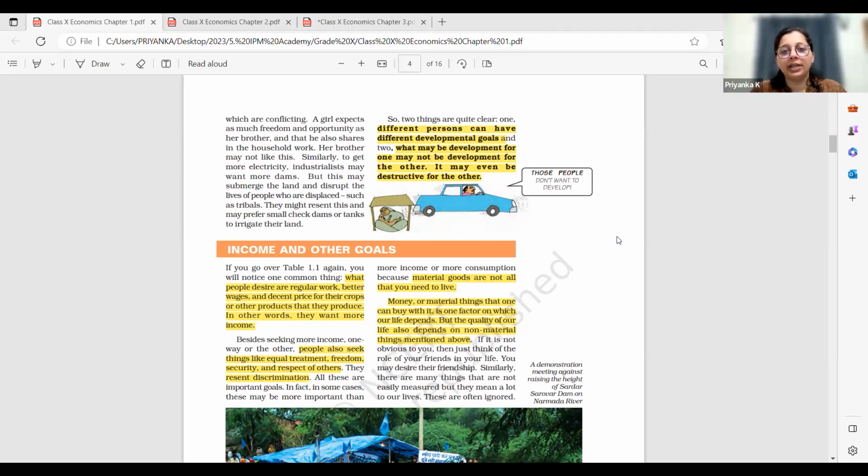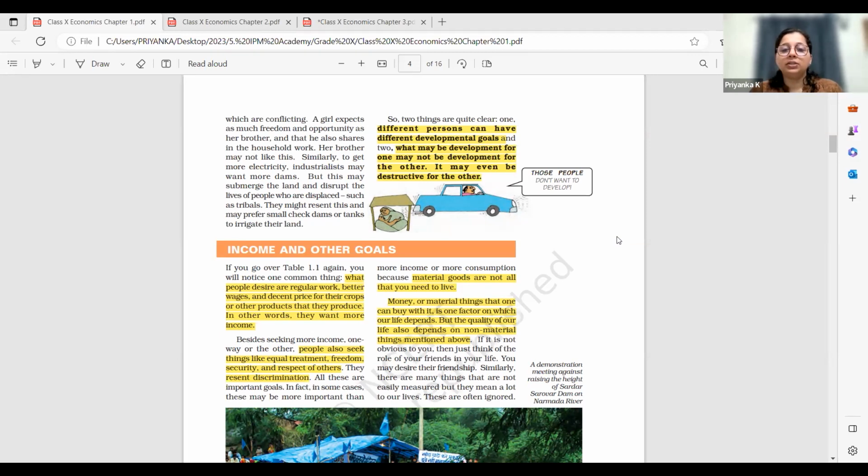So people in the unorganized sector, when we pass by, we generally make a comment, oh, these people do not want to develop, or why are they not focusing on development? But this is where the concept of development differs. Like this chapter says, different persons have different kinds of developmental goals. So one should not be commenting on the other person's development goal.